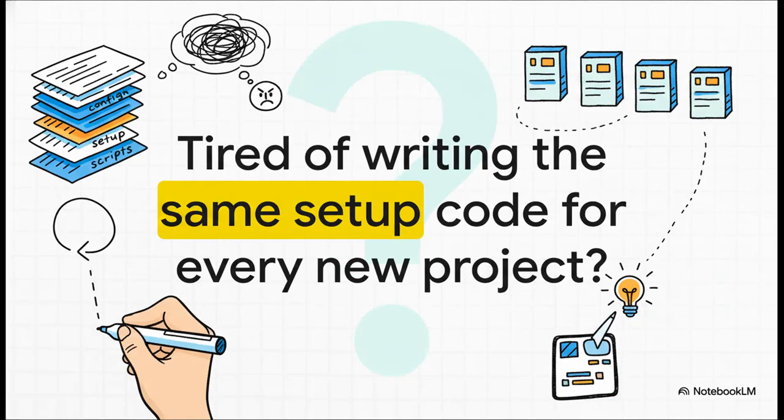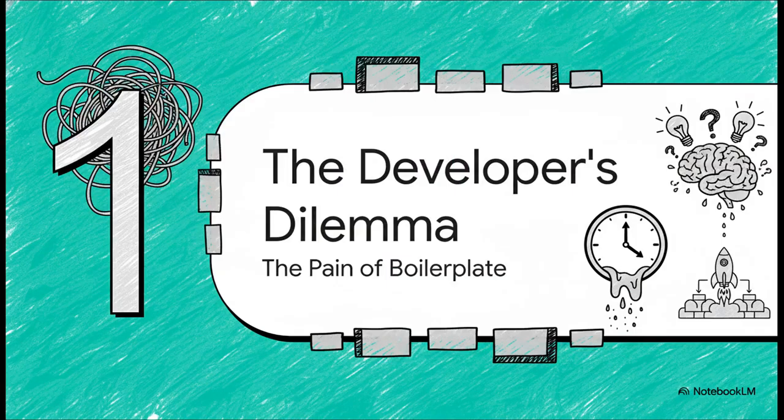But first, let's talk about something every single developer feels deep in their soul. That feeling of starting a new project and immediately having to write the same config files, the same setup scripts, the same basic structure again. It's like the Groundhog Day of coding, right? And that feeling has a name: the pain of boilerplate. It's all the necessary but totally uncreative work that you have to slog through before you can get to the real work, the fun part, the actual problem solving. It just eats up your time and drains your creative energy.